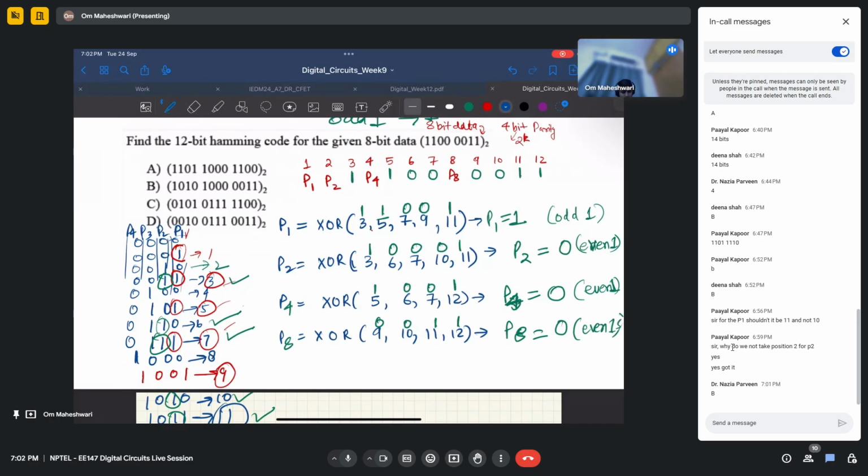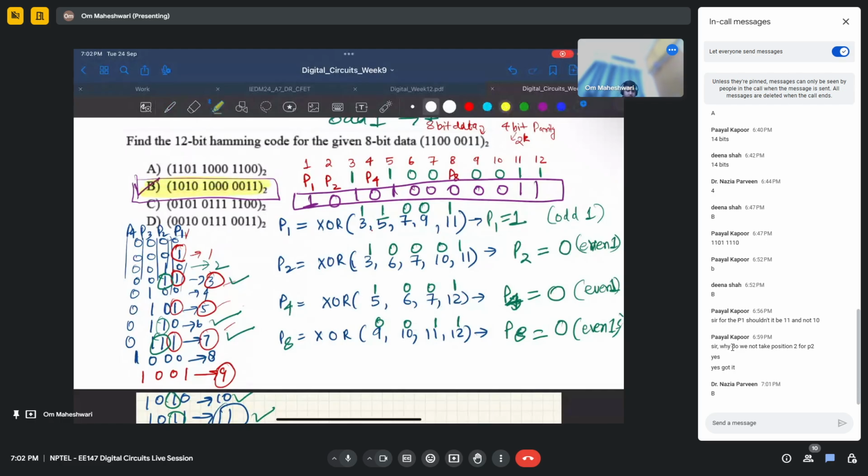Okay, so in your number now you know this is 1, this is 0, let me write with some other color. This is 1, this is 0, this is 0, and this is 0. The rest of the numbers we can write as is. So this is your final 12-bit code, and this is option B. Is this clear to everyone, whatever we have done?